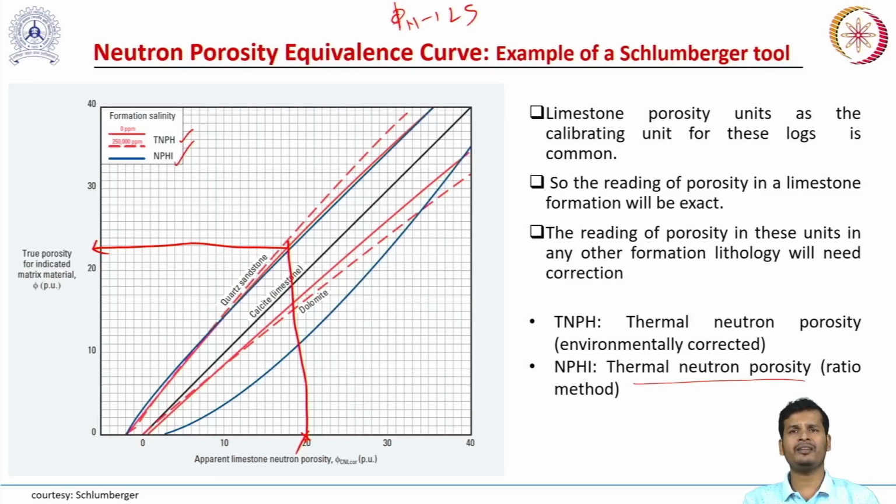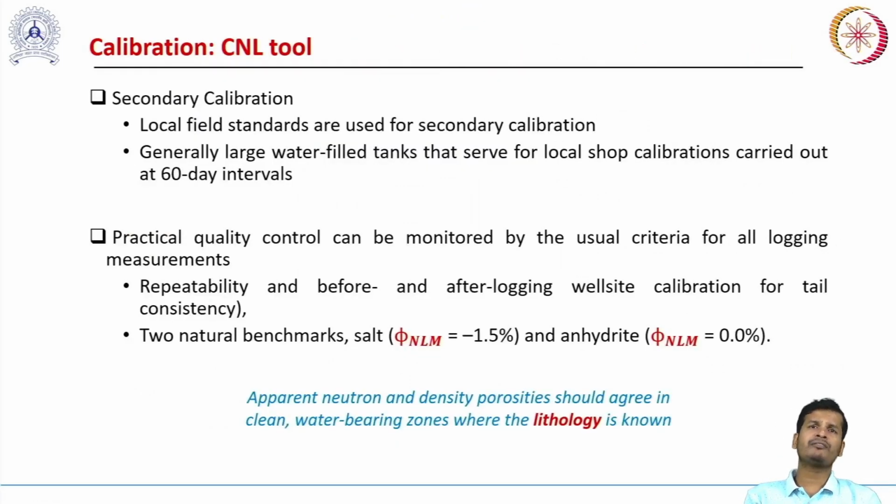This was only the primary calibration. We also perform secondary calibration. The secondary calibration can be performed using the local field standard in the field condition. For example, we can have a large water tank which will serve as our calibration. So we can perform the secondary calibration against the large water filled tanks at different time intervals to check whether the tool is still giving us the same porosity values against the known standard or not.